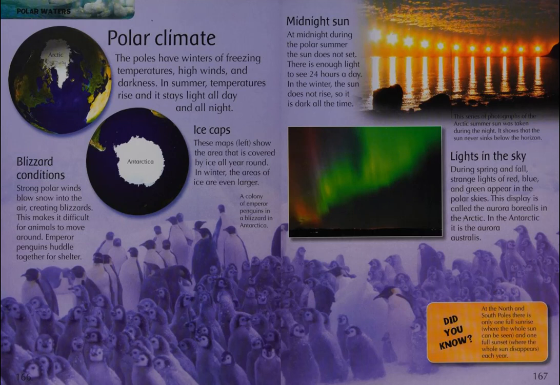Lights in the sky. During spring and fall, strange lights of red, blue, and green appear in the polar skies. This display is called the aurora borealis in the Arctic. In the Antarctic it is the aurora australis. Did you know? At the North and South poles there is only one full sunrise, where the whole sun can be seen, and one full sunset, where the whole sun disappears, each year.